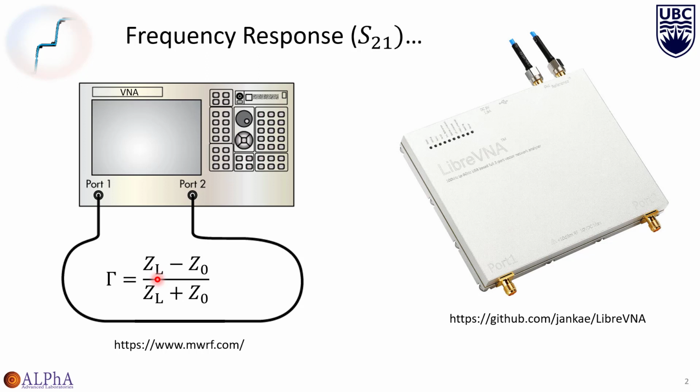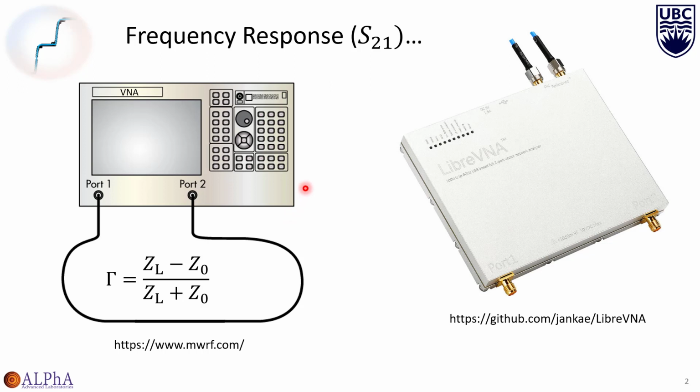And what the VNA is going to do for us is measure that transmission coefficient. So we're expecting that if we had an ideal transmission line where the load impedance of port 2 was matched to the characteristic impedance of the coax, we should have perfect transmission, or a transmission coefficient of 1.